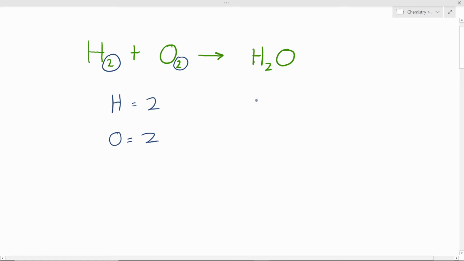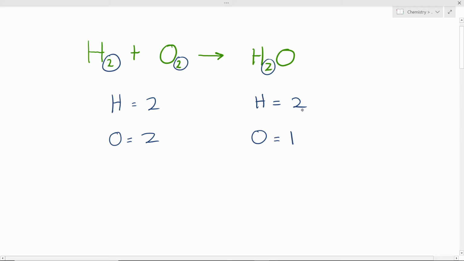Now, for the product side, I do the same thing. How many atoms of hydrogen? Well, I know that this little 2 only applies to hydrogen. So there are 2. And for oxygen, there is only 1. There is no subscript, so it is assumed that there is only 1 atom of oxygen.